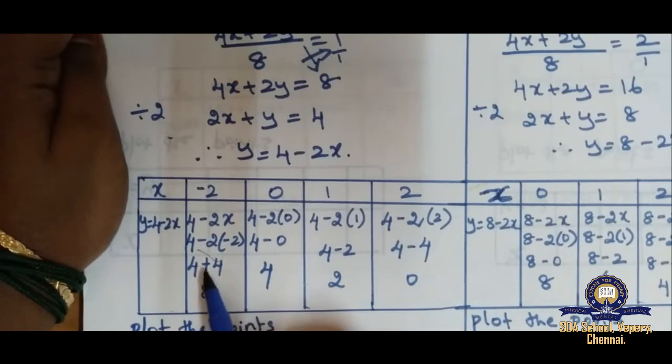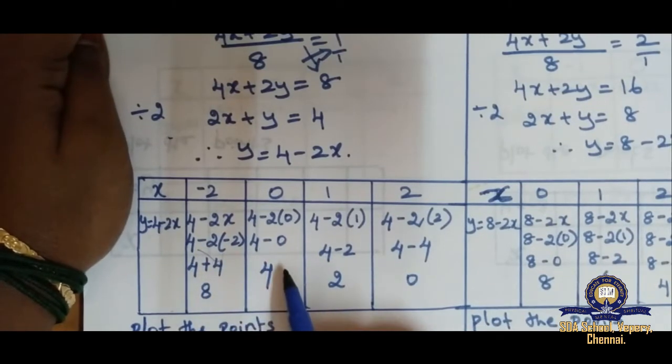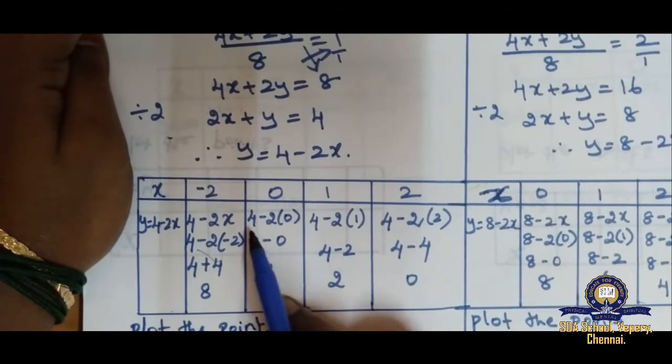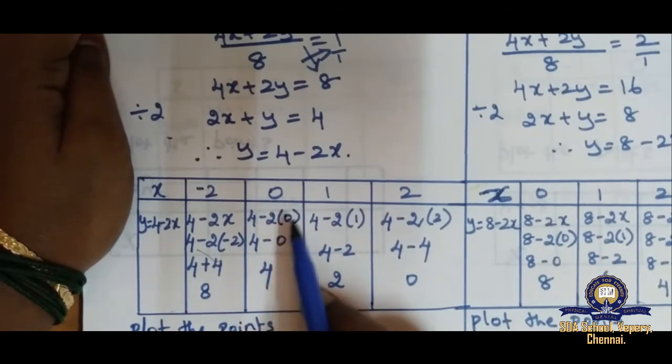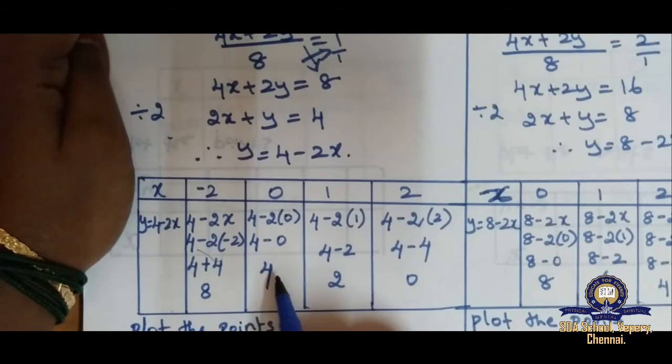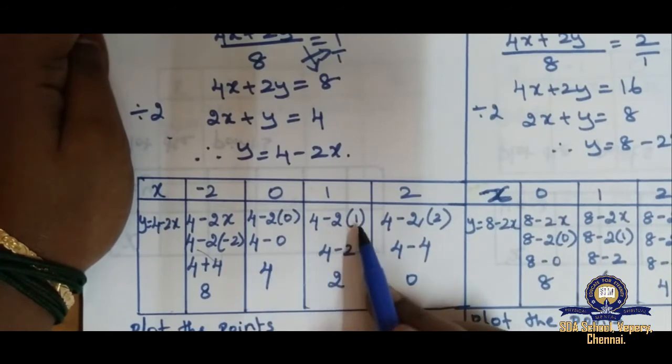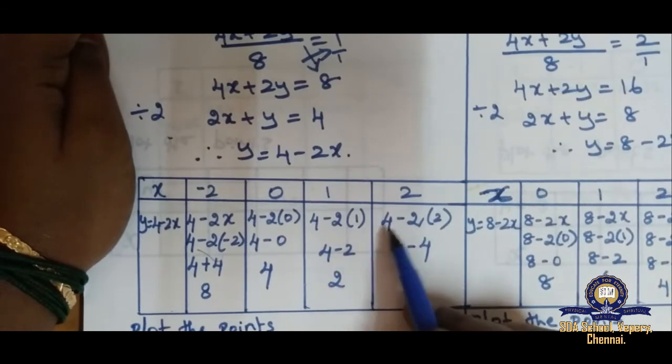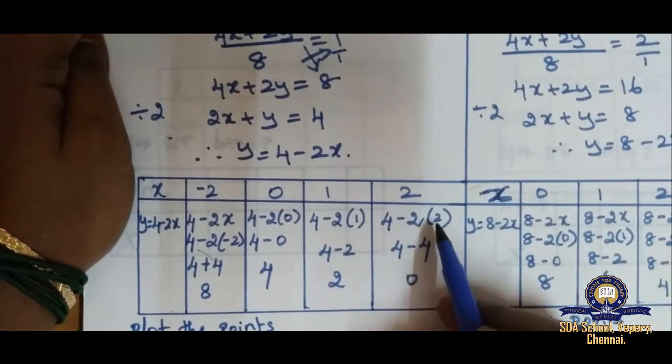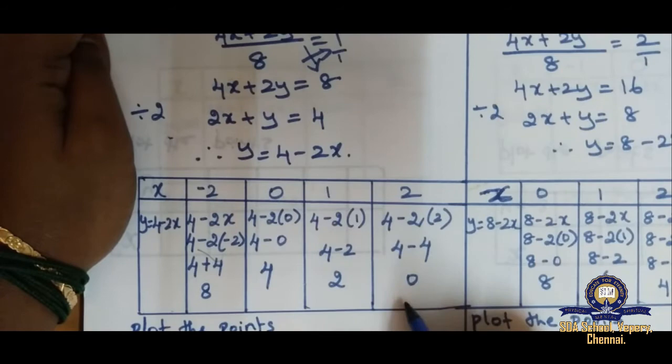Then minus into minus becomes plus. 2 into 2 is 4. 4 plus 4 is 8. Same way I am going to substitute for 0. 4 minus 2 into 0. 2 into 0 is 0. 4 minus 0 is 4. Same way, 4 minus 2 into 1. 4 minus 2 is 2. Then 4 minus 2, instead of x I have substituted 2. 4 minus 4 is 0.